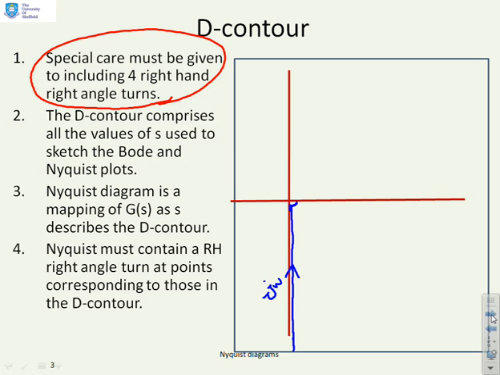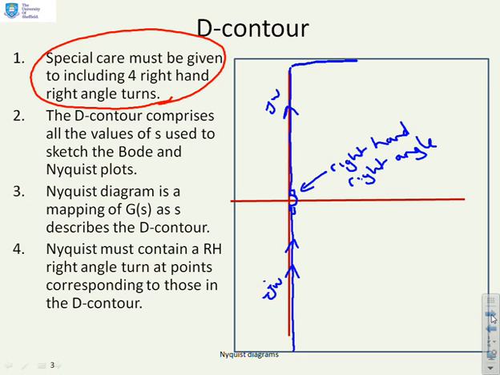Just before it gets to the origin, it skips round, and you'll see I've used a semicircle to represent this. So it doesn't actually go through the origin, it skips around the origin, and it has these 2 right-hand, right-angle turns. The reason I know they're right hand is because if you look at these arrows, and imagine yourself walking along the arrows, you turn right in order to stay on this blue line, and you do that twice. Now when you get to the top of the positive imaginary axis, you turn right again.